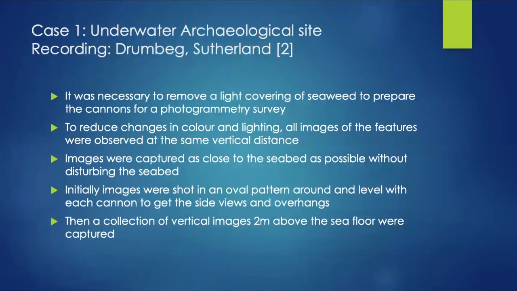It was necessary to remove a light covering of seaweed to prepare the cannons for a photogrammetry survey. To reduce changes in color and lighting, all images of the features were observed at the same vertical distance. All images were captured as close to the seabed as possible without disturbing the seabed. Initially, images were shot in an oval pattern around and level with each cannon to get the side views and overhangs. Then a collection of vertical images 2 meters above the seafloor were captured.